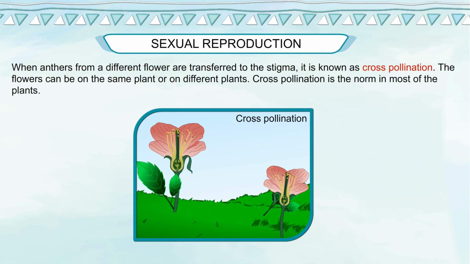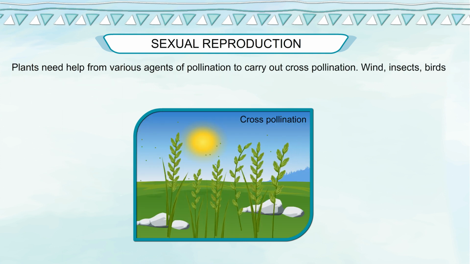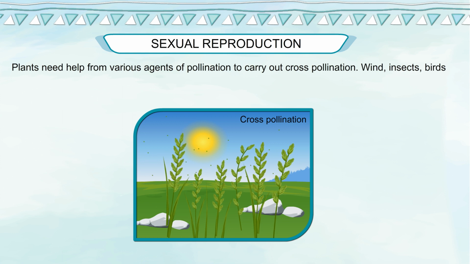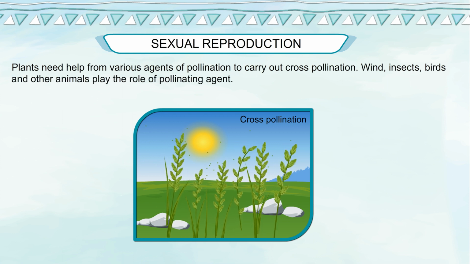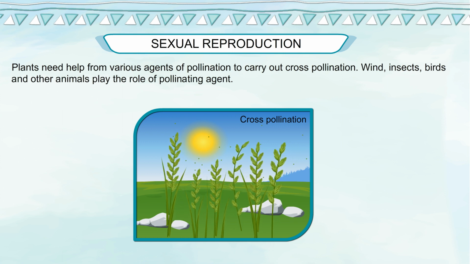Cross-pollination is the norm in most of the plants. Plants need help from various agents of pollination to carry out cross-pollination. Wind, insects, birds and other animals play the role of pollination.